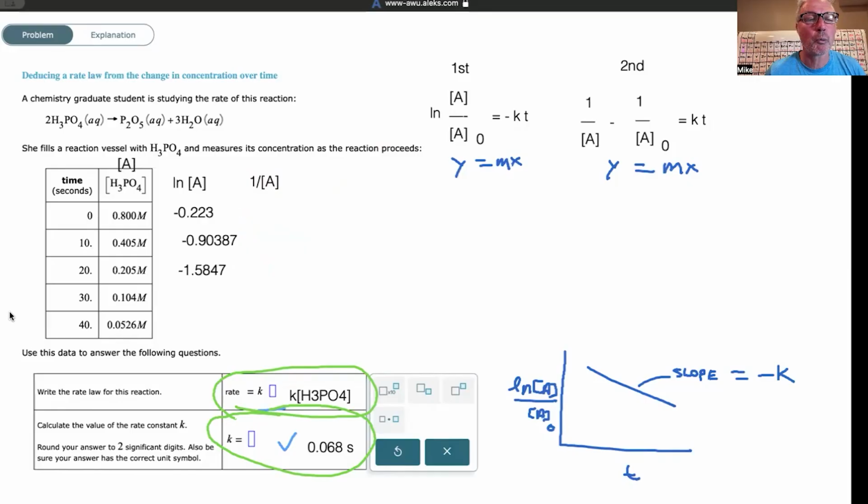Let's go and do 1 over A's. What's 1 over 0.8? Well, we did that. It's 1.25. What is 1 over 0.405? I forgot. 2.469. What's 1 over 0.205? 4.878.